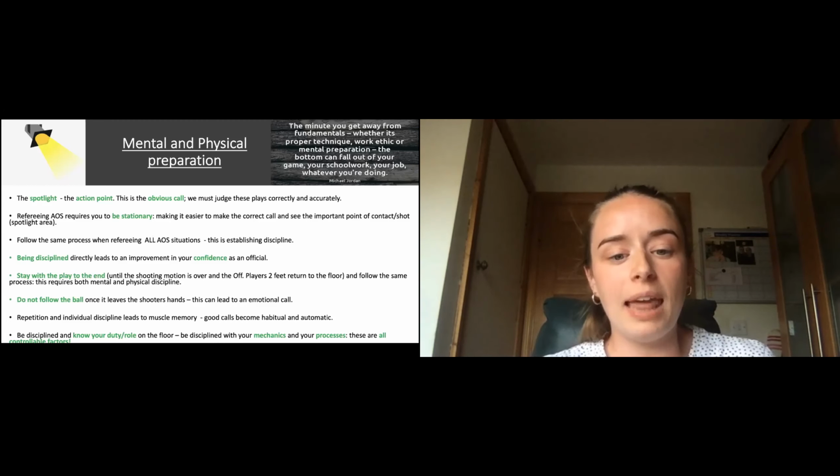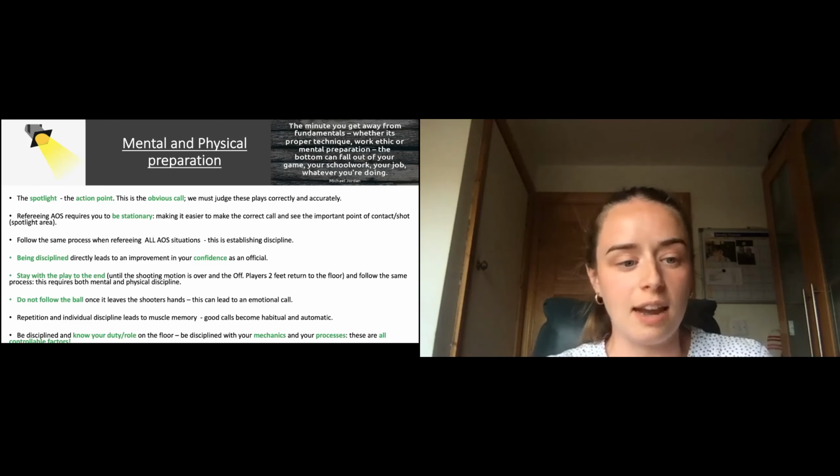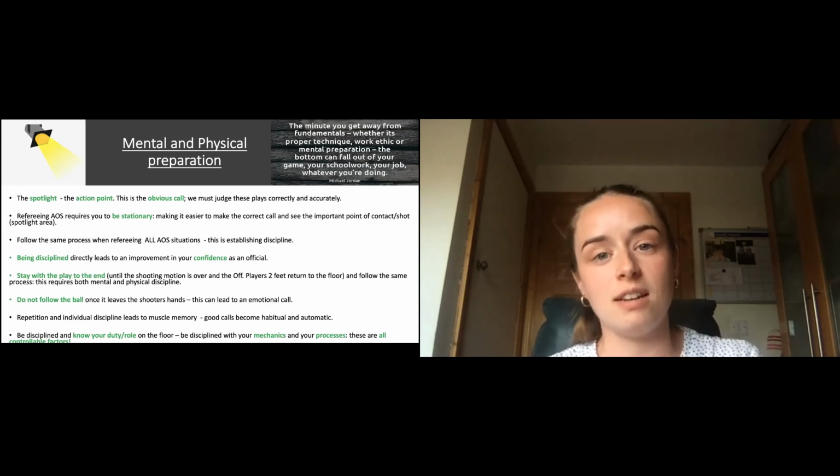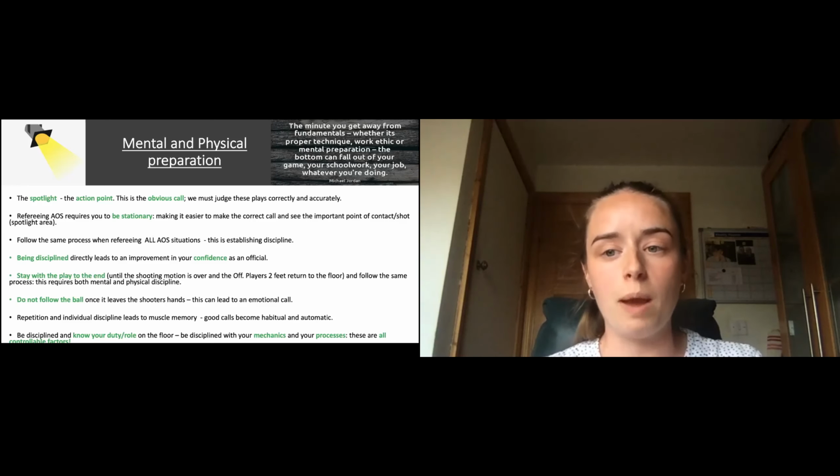Next, stay with the play until the end. So that means until the shooting motion is over and the offensive player's 2 feet have returned to the floor. We must follow this same process, and when we do, this requires both mental and physical discipline. It is tough, but when we follow this process, it will only make our refereeing even stronger.